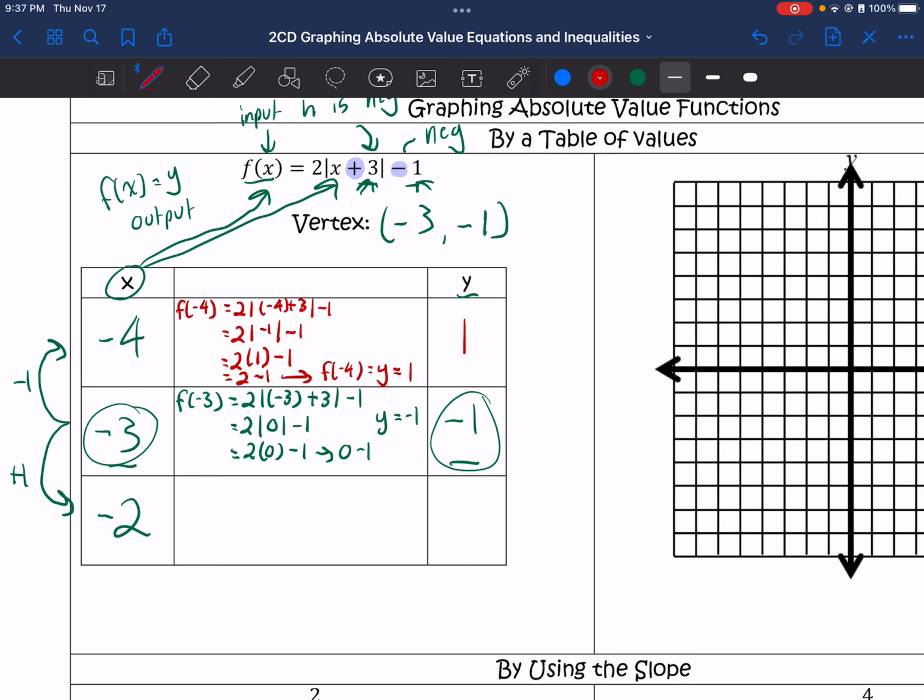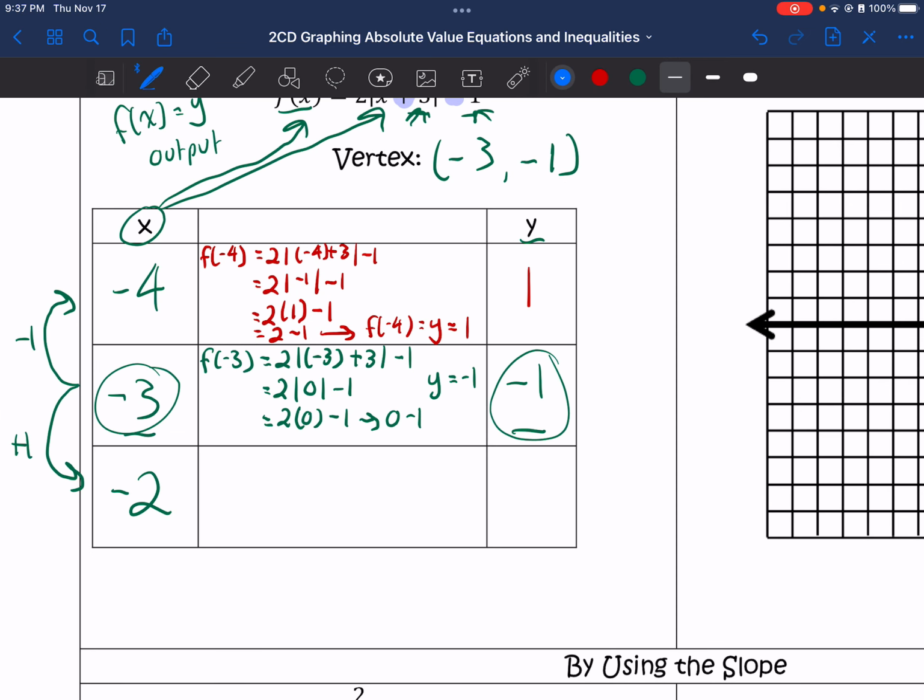Now we are going to do the same for -2. So now instead of analyzing the negative side, we're going to analyze the positive side. f of -2 is equal to 2 times the absolute value of -2 plus 3 minus 1. Everything inside the grouping, -2 plus 3 is 1. Absolute value of 1 is just 1. So we get 2 minus 1 again, and we get y is equal to 1. So when x is equal to -2, y is also equal to 1.